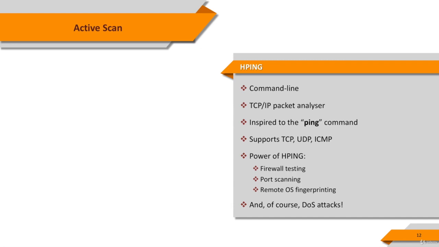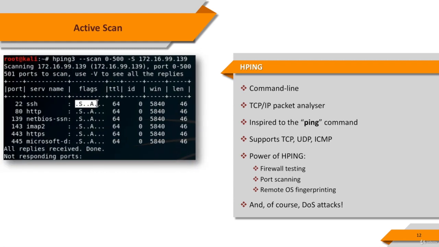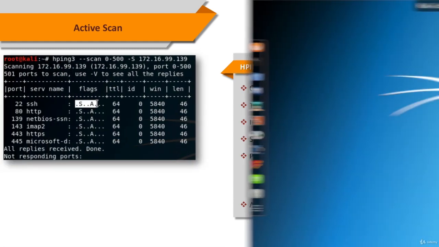Although it's a packet analyzer tool, it's widely used for DoS, denial of service, tests and attacks to create IP-spoofed packets and send them to the target system. Let's see how we can use the HPing command to scan the network simply.